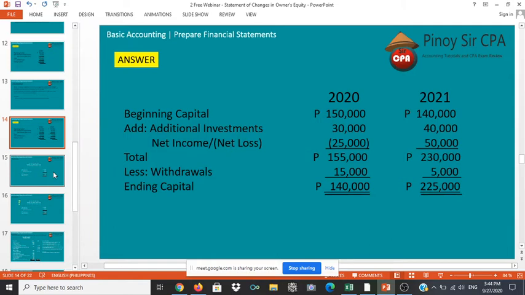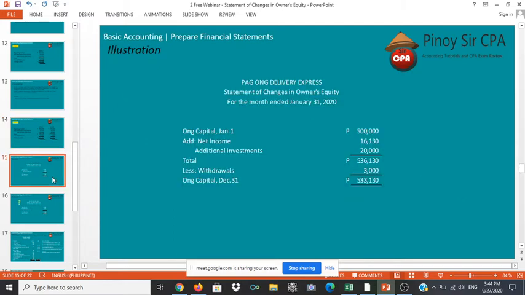Okay, pag gumagawa tayo ng financial statement, like statement of changes in owner's equity, anong unang-unang ilalagay natin? What is the first thing we need to do? Headings. Write the headings. And when we say headings, tatlo yan. NARD: Name of the company, Report name, and Date covered. So, here's the example of statement of changes in owner's equity.